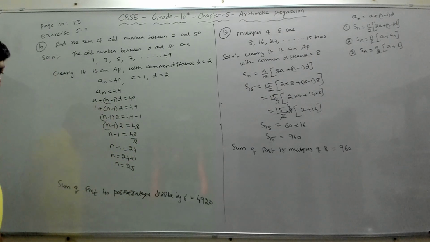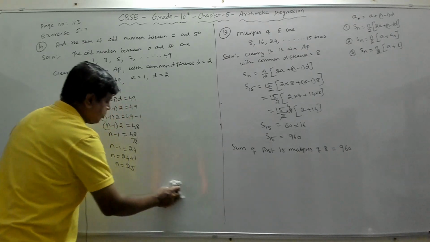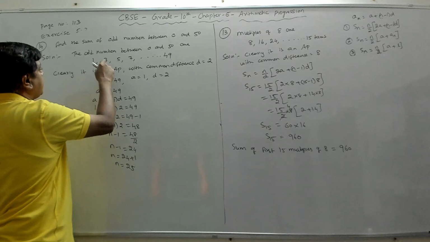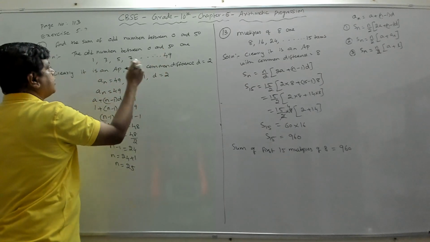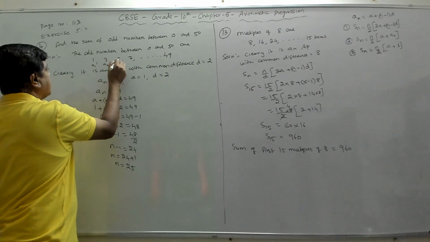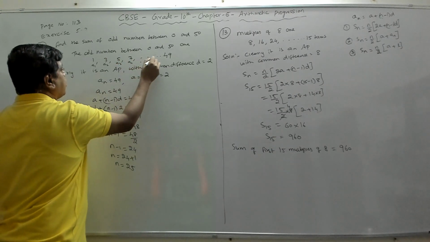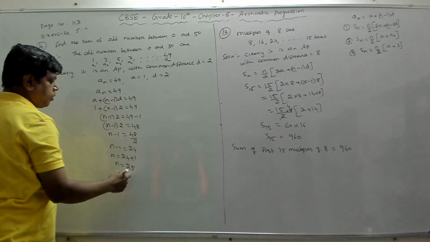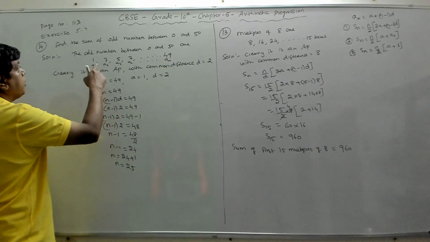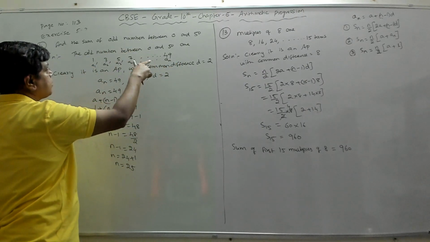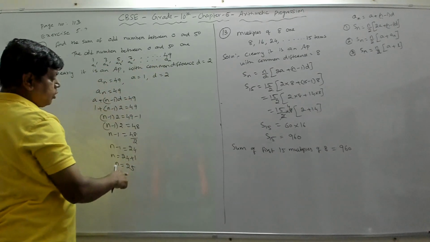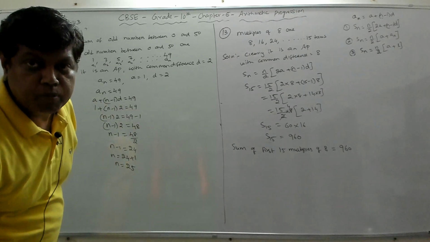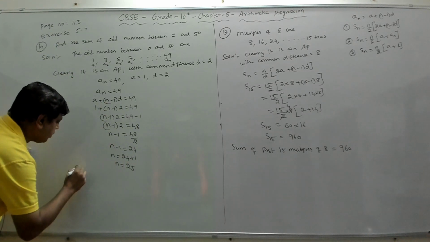Now we have to find S25. First we found the number of terms. See, A1, A2, A3, like that. This is A1, this is A2, this is A3, A4, dot. What is the last one? We don't know, so we put it as AN, and from this we found N. N is 25. So if you want to find the sum of the numbers between these, how many numbers are there between these two? 25 terms are there, which means we should find S25, the sum of 25 terms.